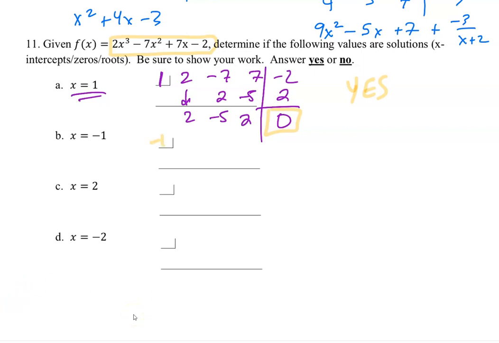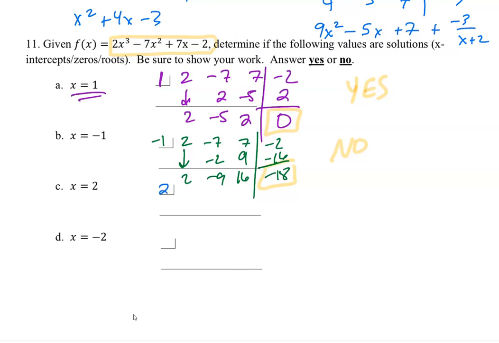Okay, so when I tested negative 1 to these same numbers, I get 2 times negative 1 is negative 2, that's negative 9. Negative 9 times negative 1 is 9, that's 16. Even if you can tell it's not going to work, just finish it out because I'm going to grade it based on what your remainder is. So 16 times negative 1 is negative 16, so that's negative 18. So then I'd look at that and say no.